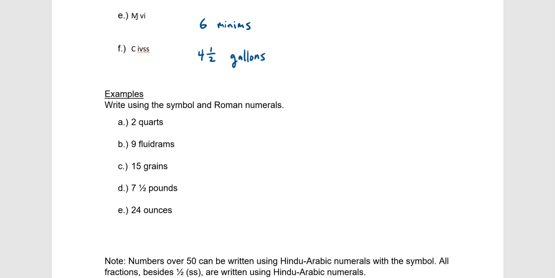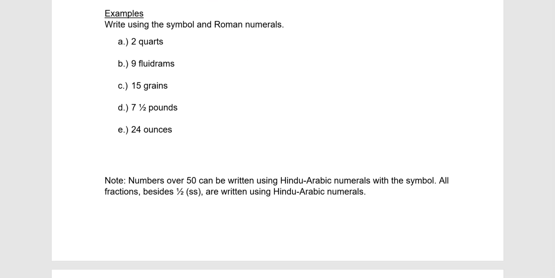And now let's go the other direction here. So let's write using the abbreviation symbol and Roman numerals. So just remember that the abbreviation symbol's first, Roman numerals are second. So the first example here is 2 quarts. So the abbreviation for quarts, that one is QT. And then the Roman numeral for 2 is II. And just remember we're doing lowercase, so that's QT II.